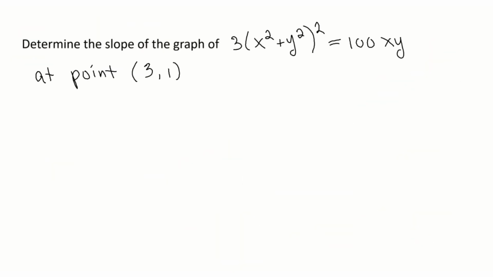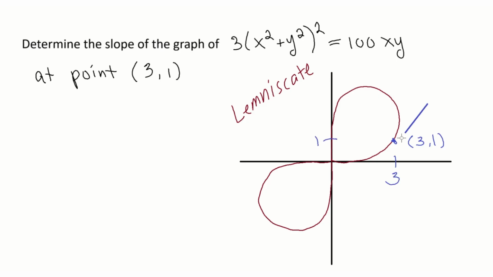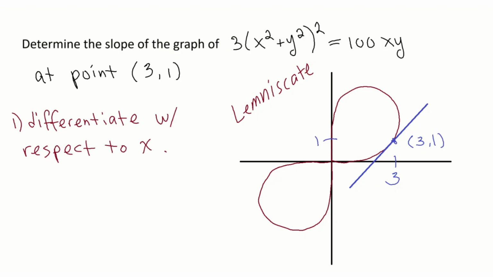This one's a bit messier, so keep track of your work. Let's find the slope of this graph at the point (3, 1). The graph looks something like this. This kind of graph is called a lemniscate. Let's find the slope at the point (3, 1). What's the first step? Let's differentiate the entire equation.